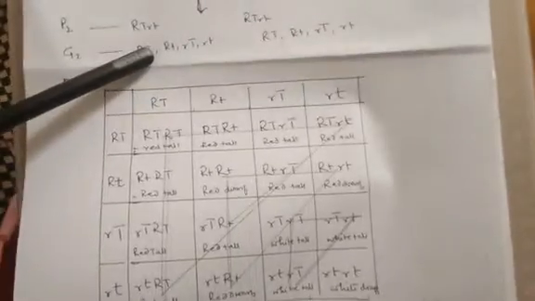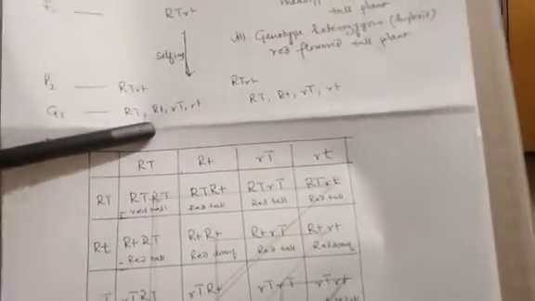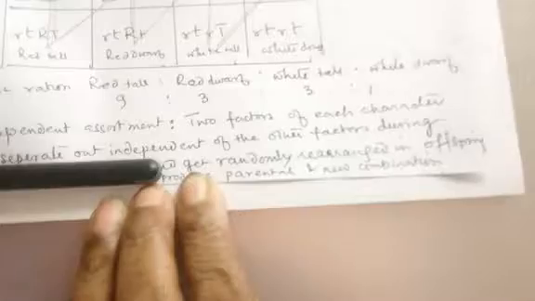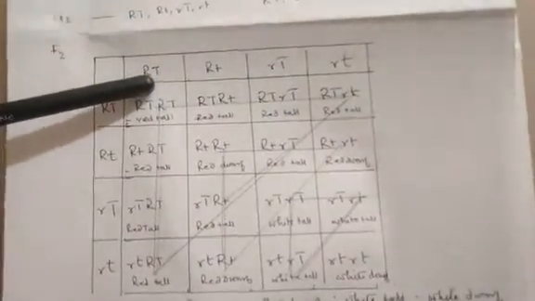So we have seen that here capital R, capital T was there initially, but it has assorted here independently. It has assorted during the gamete formation. It has assorted with small t also. So they assort independently of the factors of the other characters at the time of gamete formation, and get randomly rearranged. So at the time of gamete formation, they are getting assorted independently.